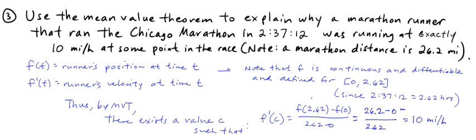So thus, at some point during the race, the instantaneous rate at which they were traveling, so in other words, their instantaneous velocity, was 10 miles per hour.